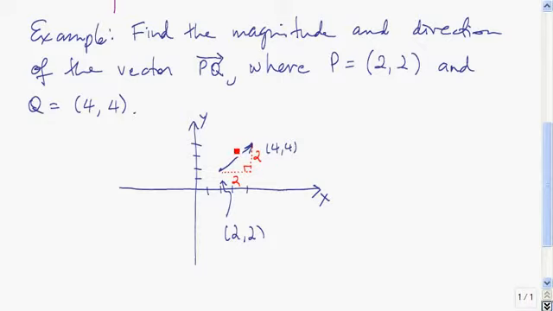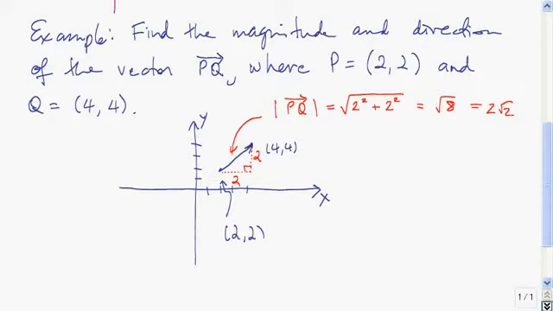So then we just use the Pythagorean theorem to find the length of that, which is the magnitude of the vector PQ. Okay, so we use these absolute value signs to denote the magnitude of the vector. So the magnitude of this vector PQ is 2 square root of 2.